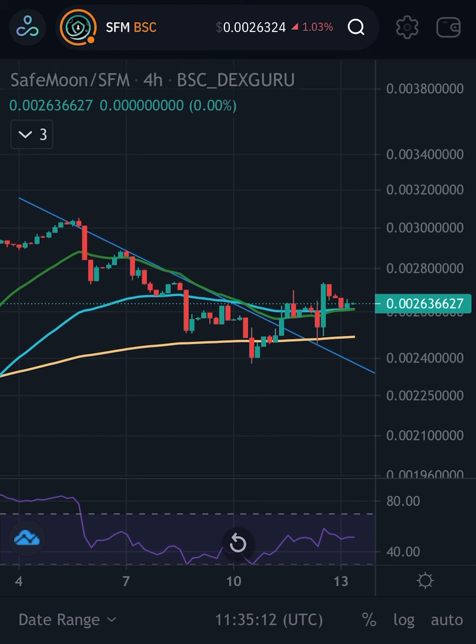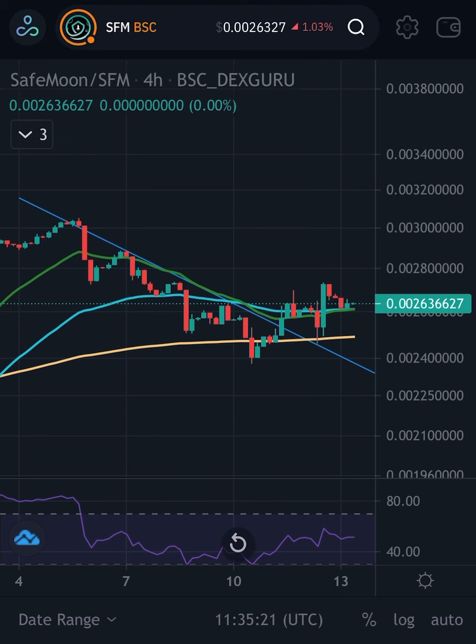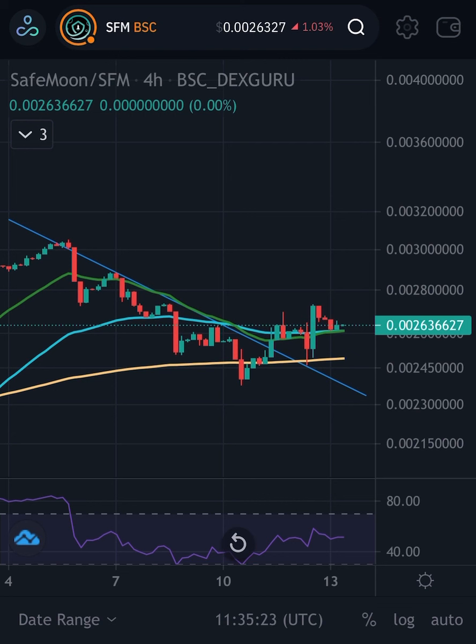So what's happening right now? We see the behavior of the candles from the 12th of January, where we see a nice bullish engulfing candle coming off the 200 moving average, and breaking not only above the 21 moving average, the green one, but as well as the 50 moving average.